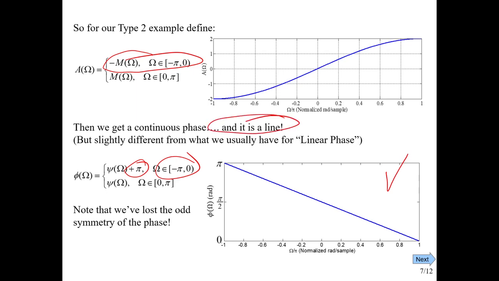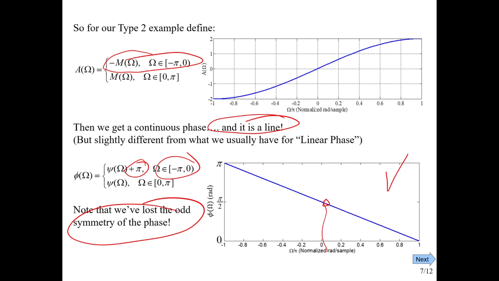But it doesn't go through 0 at 0, which is what we should have if we are expecting odd symmetry of the phase. So warning, when we do this so-called continuous phase representation, we might not get the expected odd symmetry. We only get that odd symmetry in the magnitude phase view. So just keep that in mind.